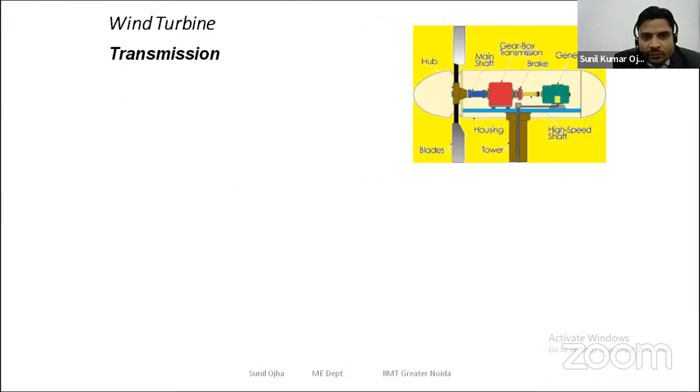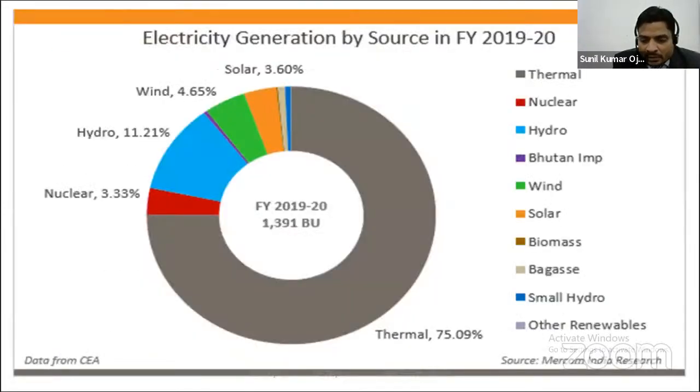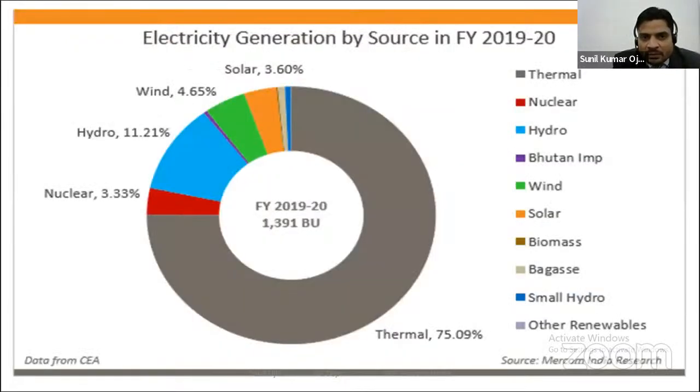Next, we have to look at some technical specifications of a 10 megawatt wind turbine. Number of blades 3, and the airfoil size.